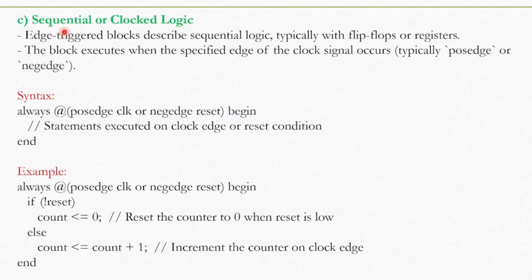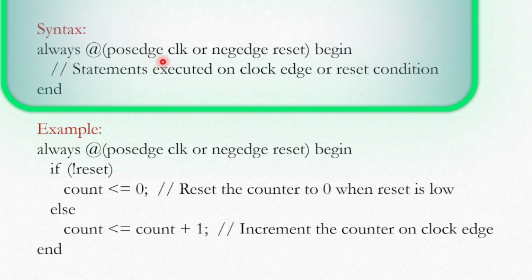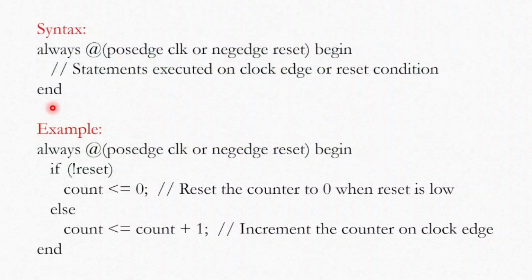Always block with sequential or clock logic. Edge triggered blocks describe sequential logic, typically with flip-flops or registers. The block executes when the specific edge of the clock signal occurs, typically posedge for positive edge or negedge for negative edge. The syntax of always block with sequential or clock logic is always, then @, posedge clock or negedge reset inside the parenthesis, then begin, then statement, then end. And of course, the keywords begin and end are for multiple line statements. If there is a single line statement, we can avoid them.